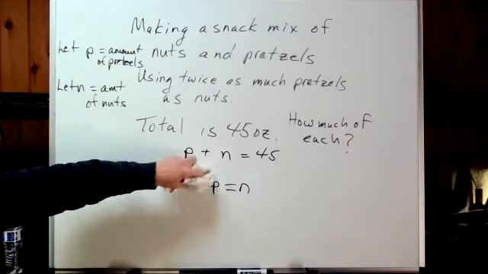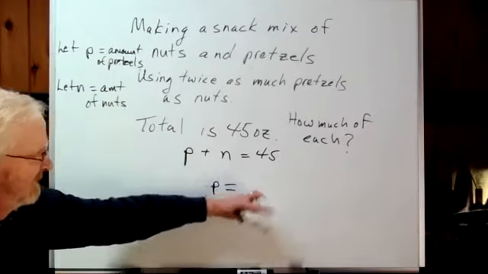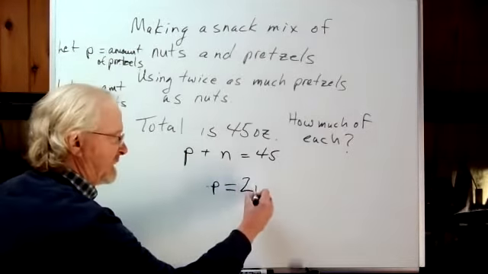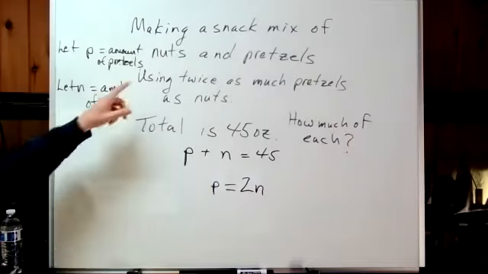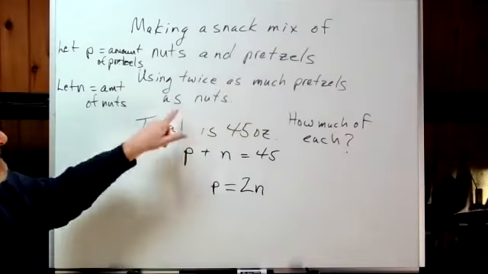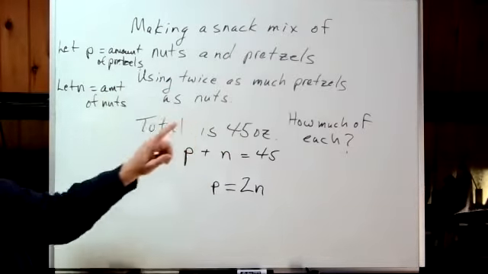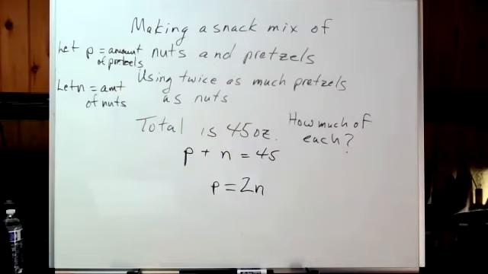The amount of pretzels is twice as much as the amount of nuts. Twice as much pretzels as nuts. The amount of pretzels is twice as much as the nuts. It's opposite of what I think is often the first reaction.